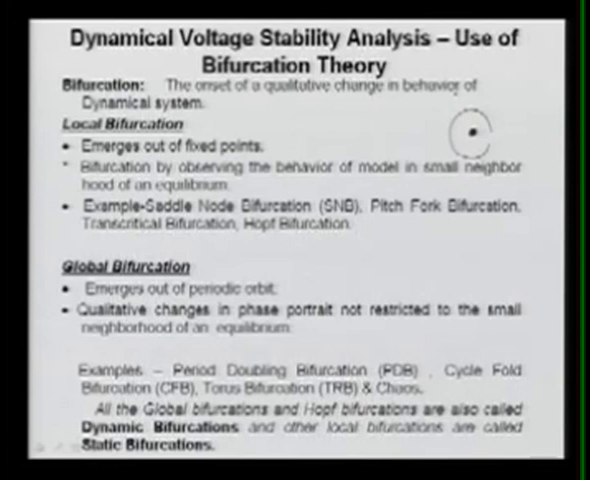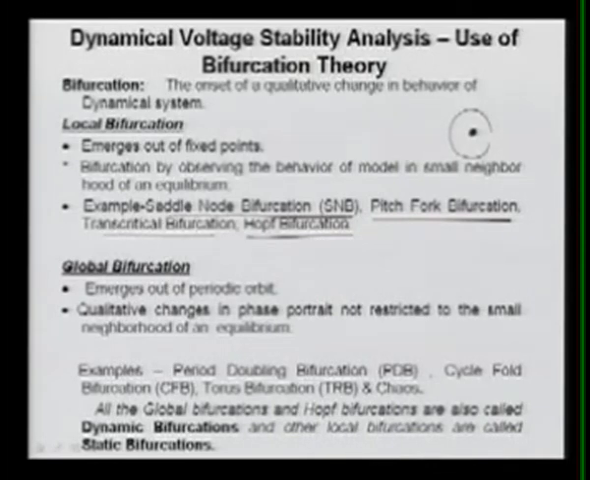Examples of local bifurcation are the saddle node bifurcation, that is SNB, the pitchfork bifurcation, the transcritical bifurcation, and the Hopf bifurcation. This local bifurcation is also known as static bifurcation, except the Hopf bifurcation. Global bifurcation is nothing but dynamic bifurcation that emerges out of a periodic orbit, with a qualitative change in the phase portrait not restricted to the small neighborhood of an equilibrium point.